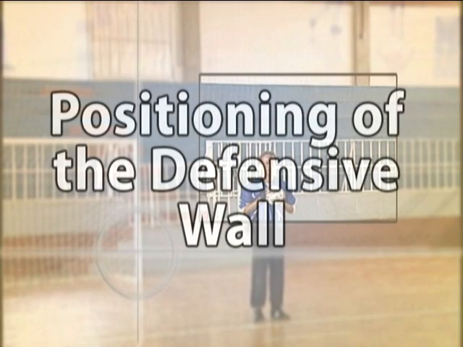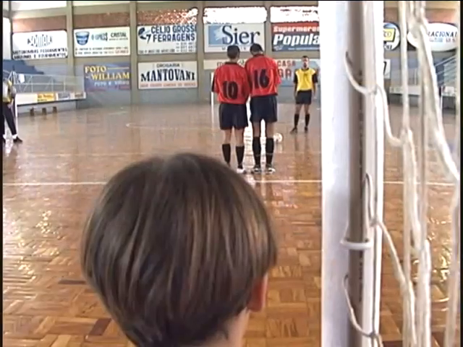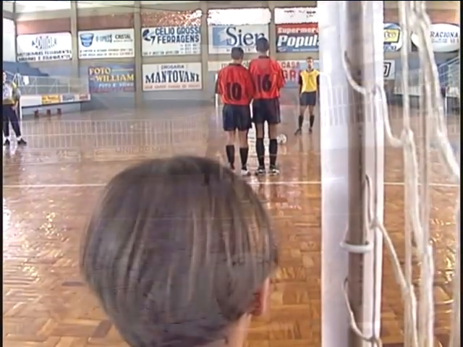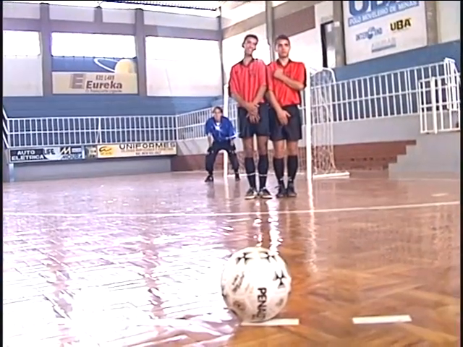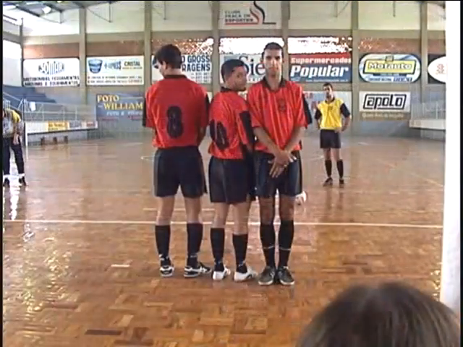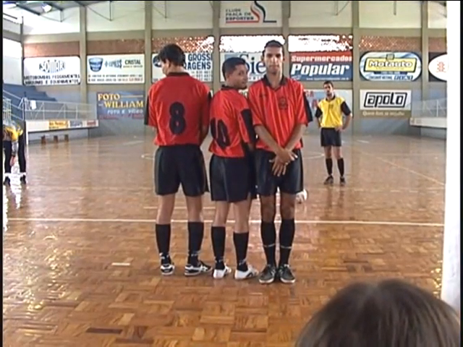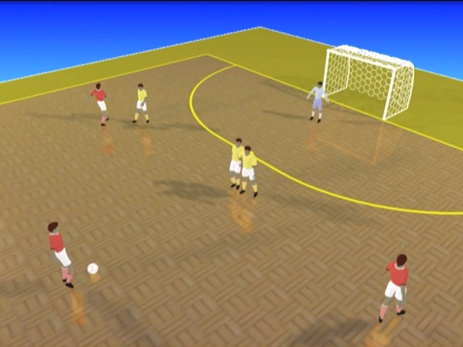Positioning of the defensive wall. The goalkeeper should position the defensive wall so that he can still see the ball. The number of players in the defensive wall depends on the distance and the ability of the shooter.